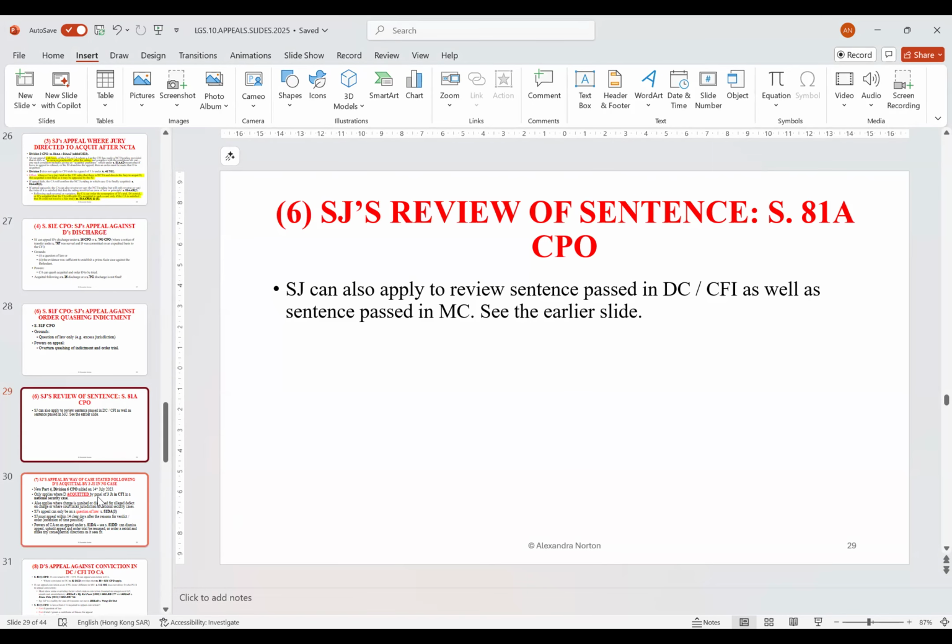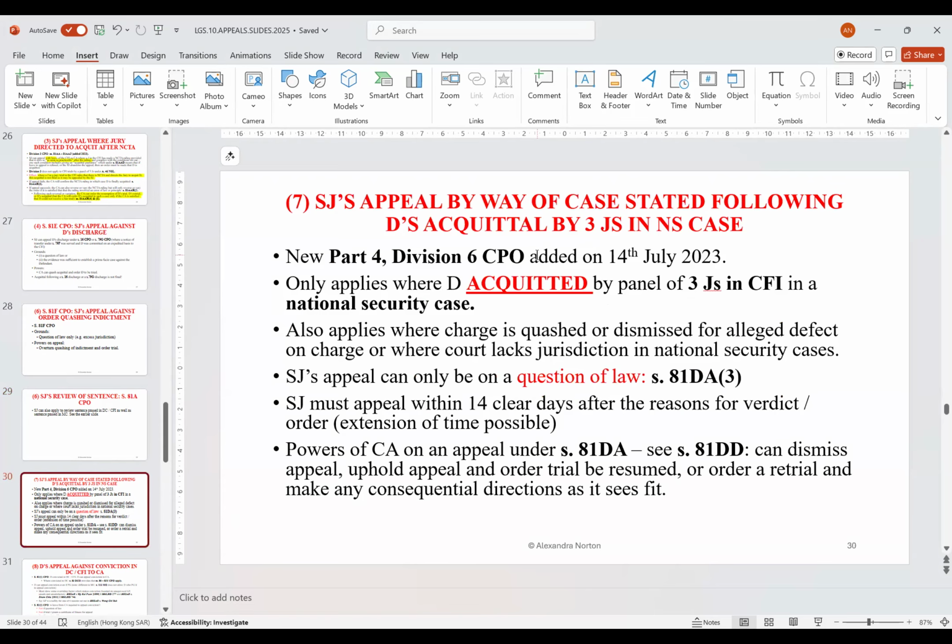Okay, let's move on to, we've covered this already. This is the ability to appeal by way of case stated, where a panel of 3 judges acquit the defendant in a national security case. This was introduced specifically because of concerns raised by the courts that there was no ability to appeal an acquittal where the trial was held in the CFI. This only applies in national security cases. The SJ has to find a ground of appeal that is a question of law, but they have 14 clear days with an extension of time to appeal.